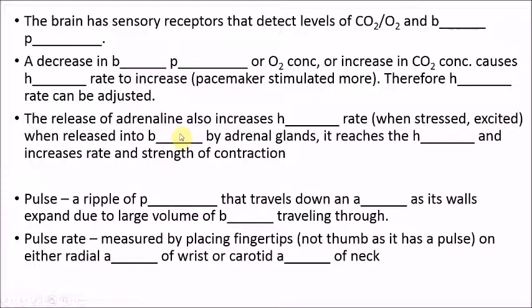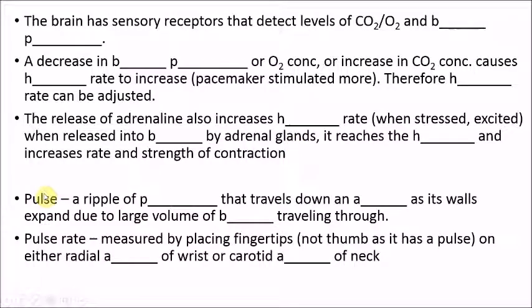The release of adrenaline also increases the heart rate. That means when you're stressed or excited, you're going to release adrenaline. When it's released into the blood by the adrenal glands, it reaches the heart and increases the rate and strength of contraction.